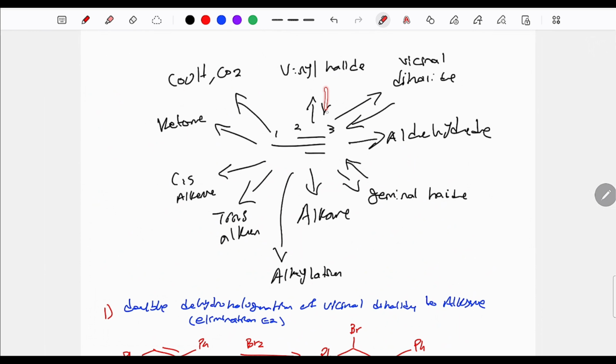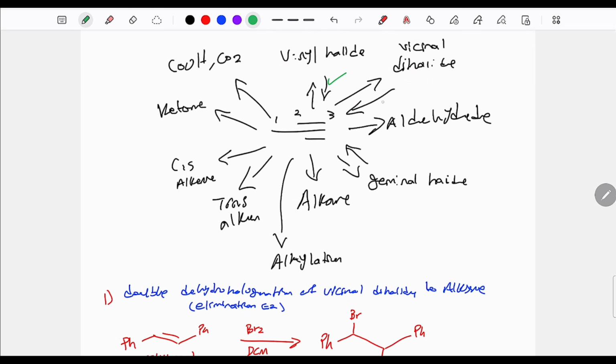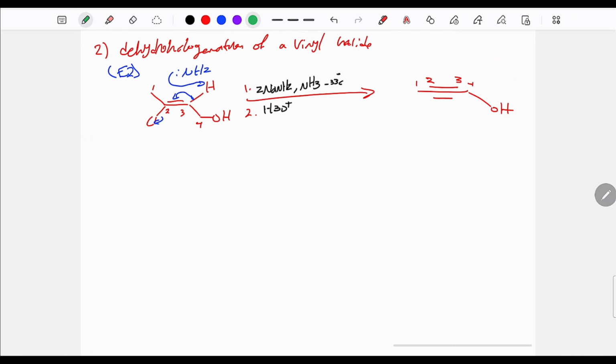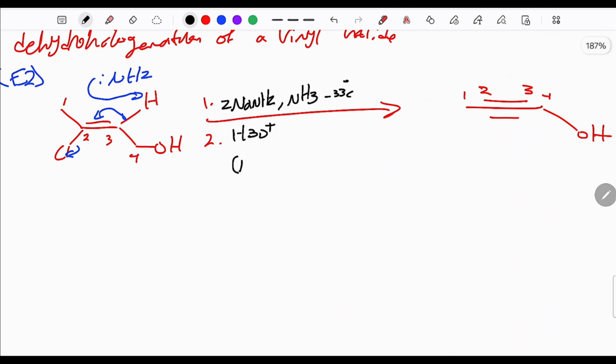And again, you can note vinyl halide to alkyne and vicinal dihalide to alkyne shown here respectively. Okay, perfect. So let's cross these off of our list. Now, again, for this vinylic halide, the conditions are at minus 33 degrees Celsius for the liquid ammonia, and the acidic workup is to quench the reaction. And if you want to be specific, you can actually do it with NH4Cl, okay, so ammonium chloride.